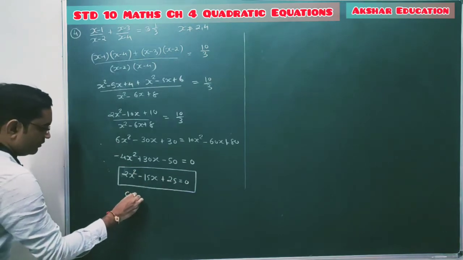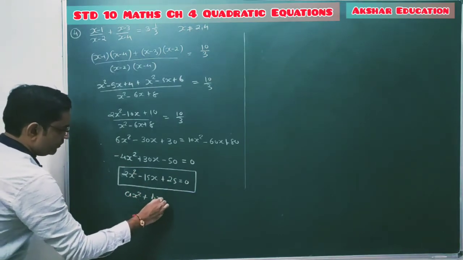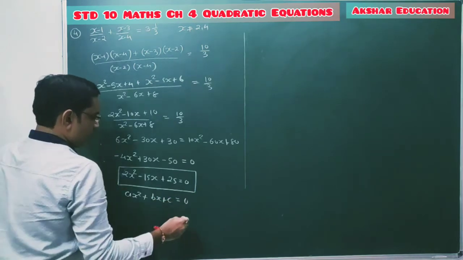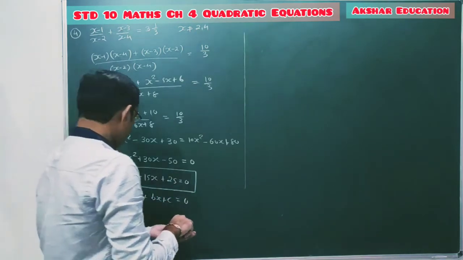So compare this equation with ax square plus bx plus c equal to 0. So we are getting the different values of a.